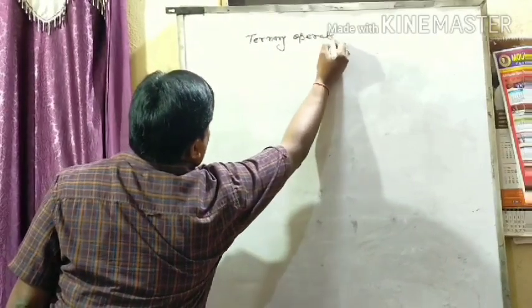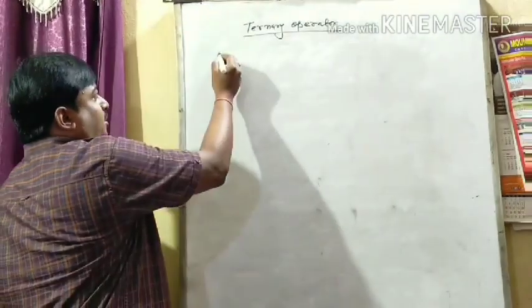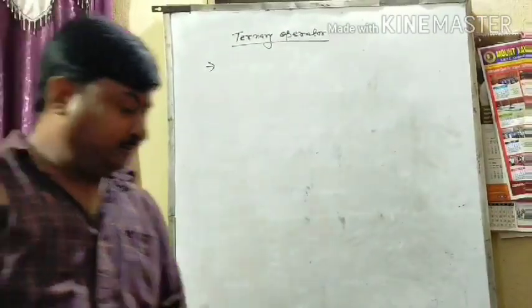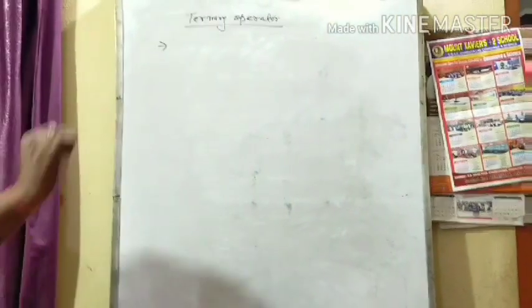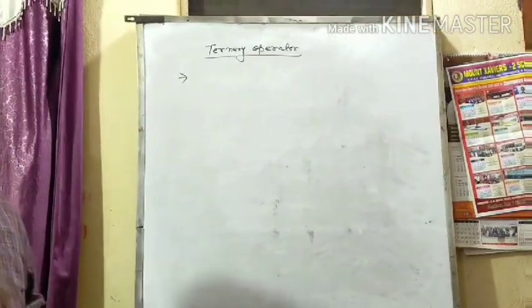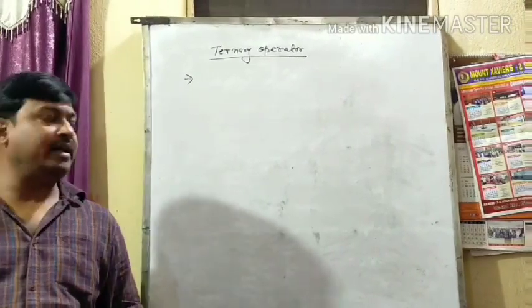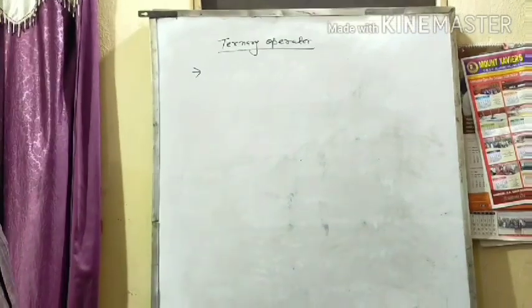Ternary operator. Student, if you have remembered, there are three types of operators on the basis of the number of operands. If the number of operands is 1, the operator is a unary operator. If the number of operands is 2, it is a binary operator. If the number of operands is 3, the operator is called a ternary operator.